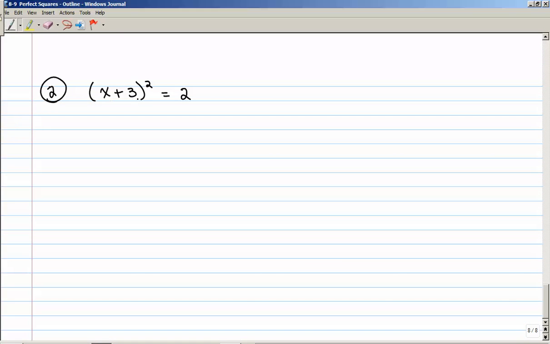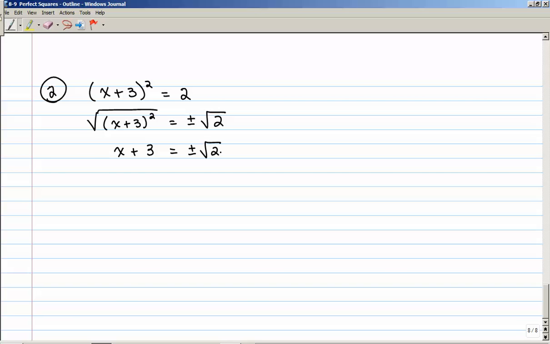Here's an example: x plus 3, the quantity squared, equals 2. I'm going to take the square root of each side, and that equals plus or minus the square root of 2. On the left, the square root sign and the squared cancel each other out and give me x plus 3. But on the right-hand side, I can't take the square root of 2. It's approximately 1.414, but I want to keep this exact, so I'm going to leave that as plus or minus the square root of 2.